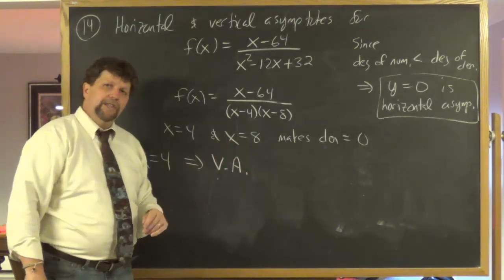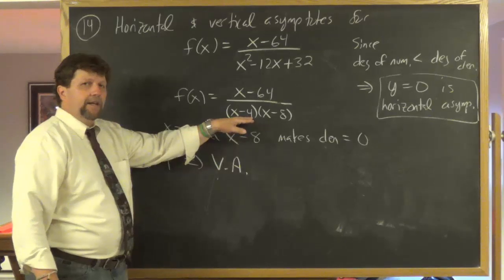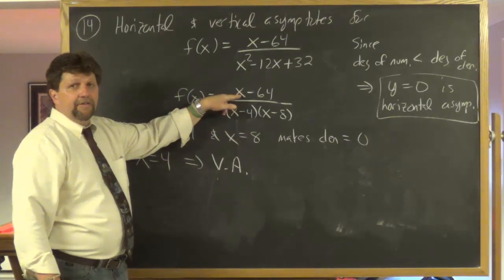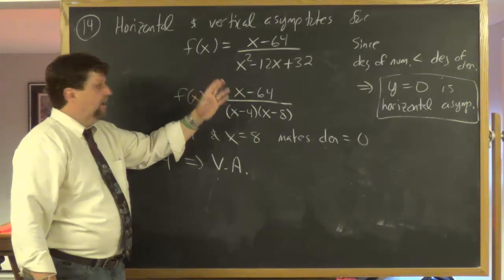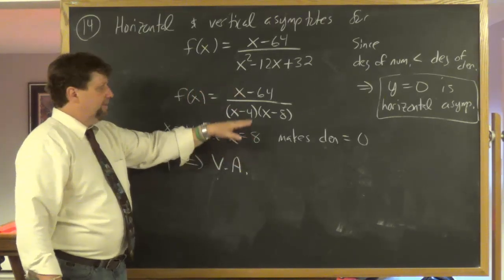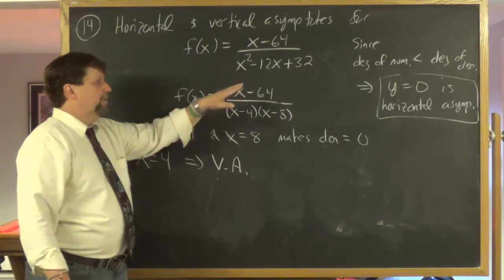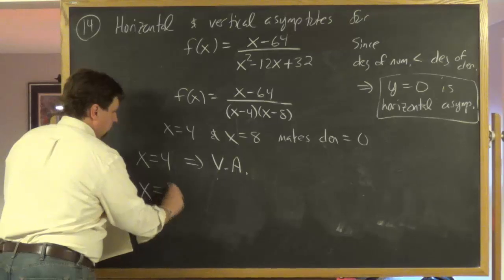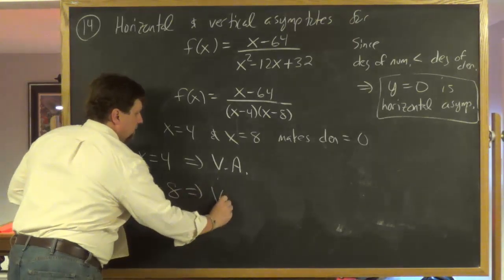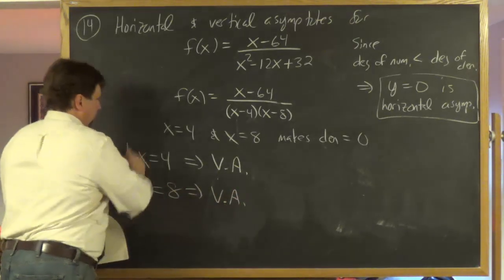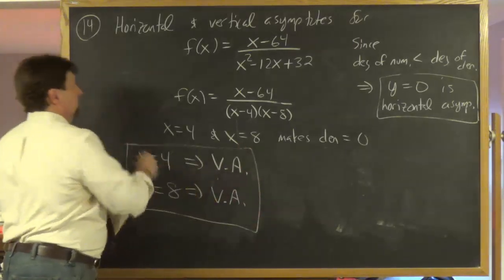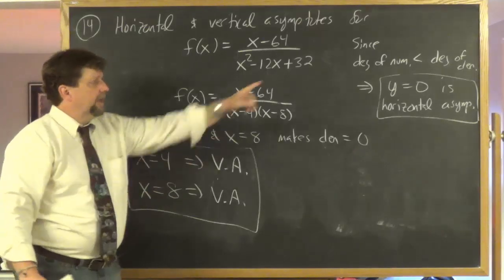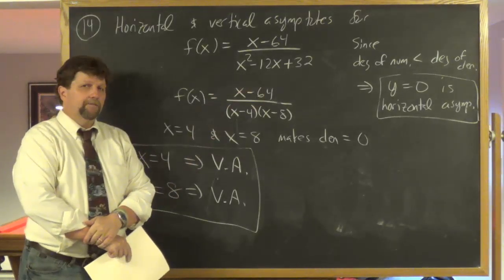Let's check x equals 8. X equals 8 makes the denominator 0, but when you put 8 in for x in the numerator, you get negative 56. That's not 0. So 8 is a value of x that makes the denominator 0, but the numerator is not 0. So that tells us x equals 8 is a vertical asymptote. So the graph of this function would have 2 vertical asymptotes and 1 horizontal asymptote.